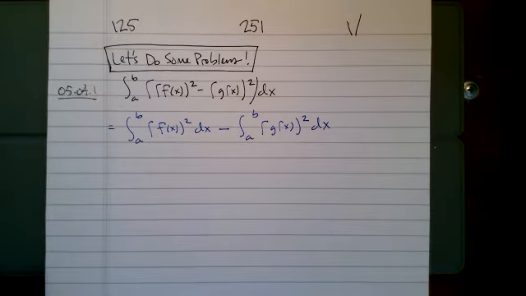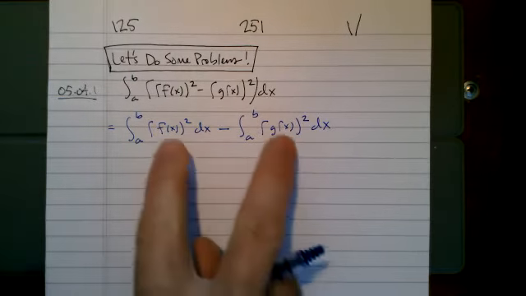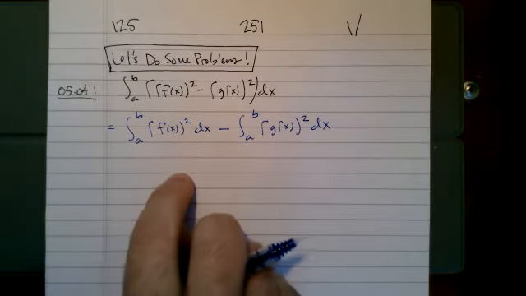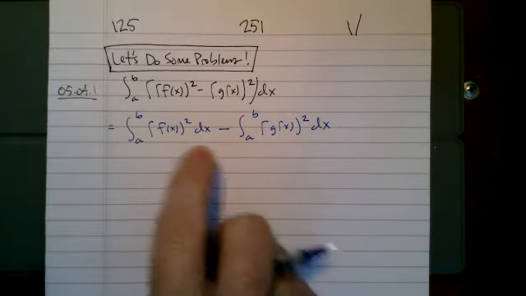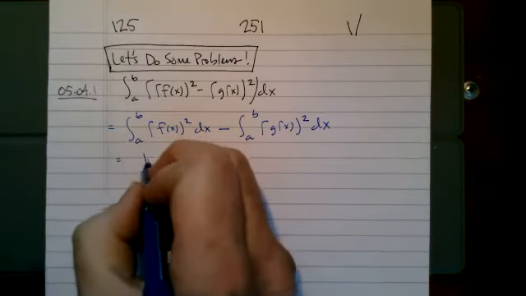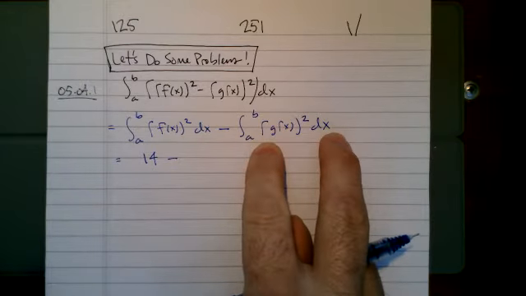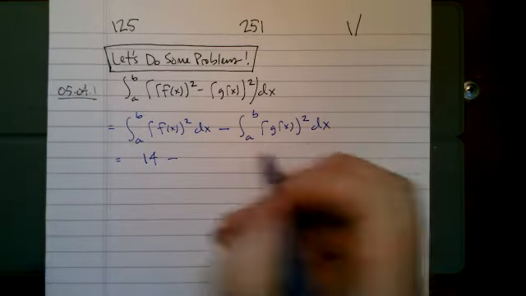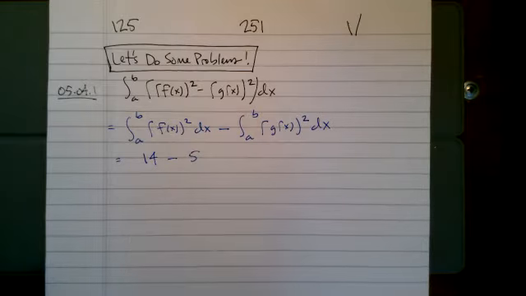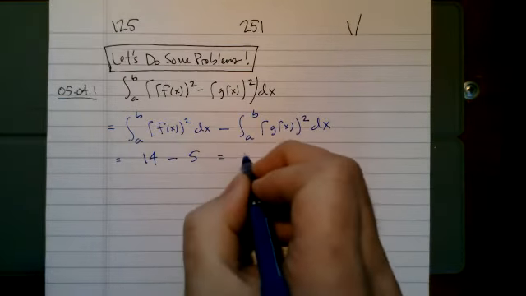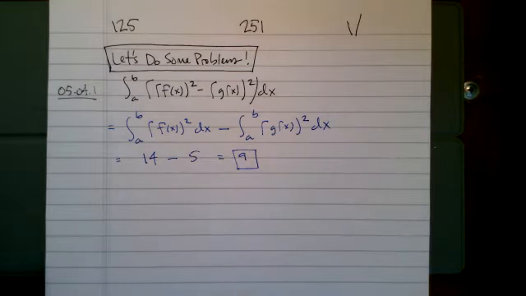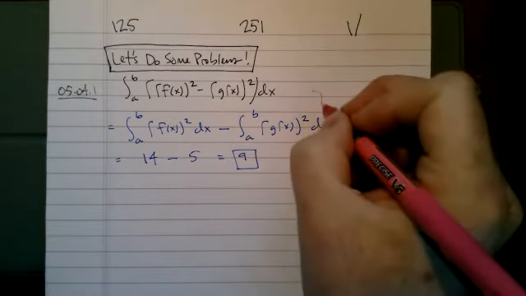And the reason that we would want to do this is that we have each of these two values. The integral from a to b of f of x squared dx is 14. This was given. And the integral from a to b of g of t squared dt is 5. So switching it to x doesn't change the value. And then 14 minus 5 is 9. So we just had to split up the definite integrals. That's one of the properties of definite integrals.